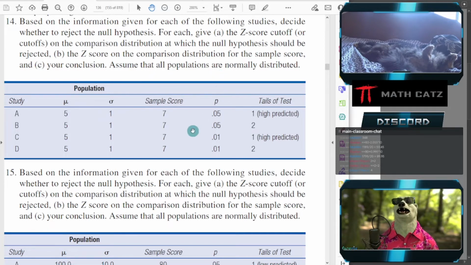So this just gets us used to the idea without going through the full steps and the word problem for hypothesis testing and the whole procedure, which we will do. But right now we're just getting used to the idea here, visualizing it on the normal distribution, on the bell curve, and so on. So we want to look at study A.